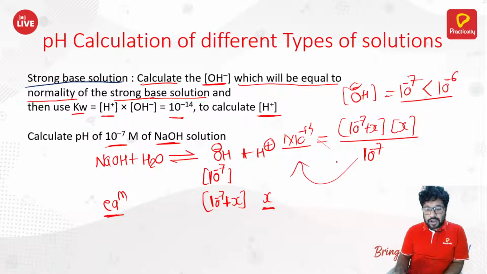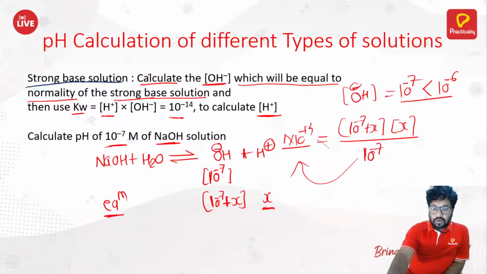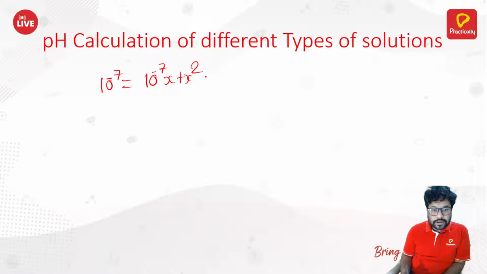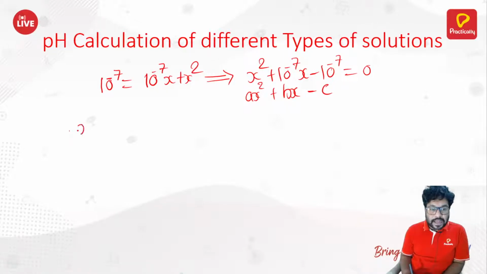So then this will go up, it will become plus, and that will become 10 raised to minus 7 only. Now, what does it give you? 10 raised to minus 7x plus x square. So that ultimately gives you x square plus 10 raised to minus 7x minus 10 raised to minus 7 is equal to 0, right? So this again comes into the form of ax square plus bx minus c, right? Then how do we get the x?